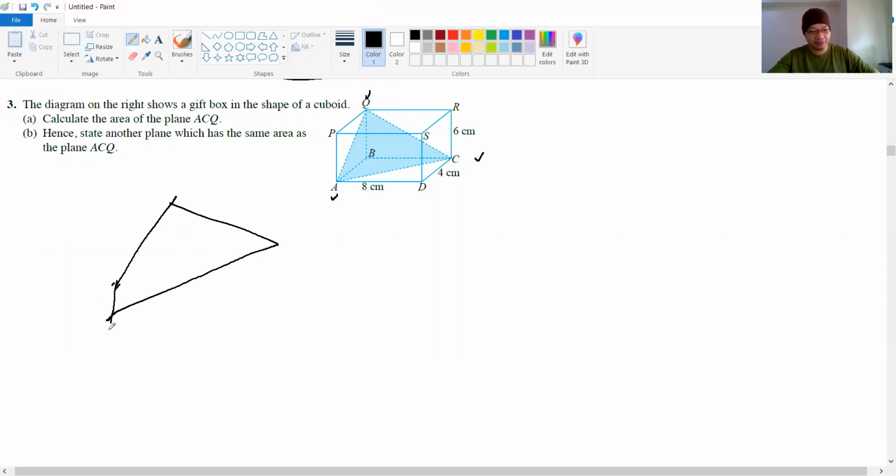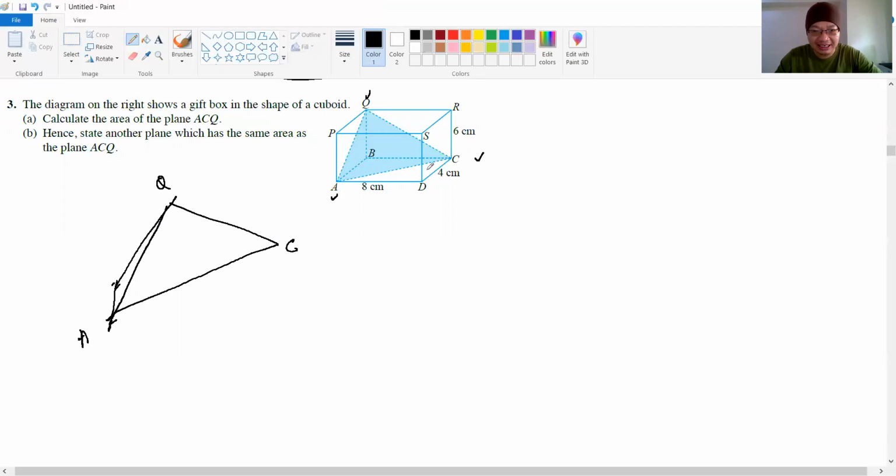Let me draw. This is the diagram. It's not pretty, but never mind. A, Q, C. A, C, Q. So guys, you want to find this area. You need to know at least 2 lengths and 1 angle, or all the lengths given. Since there is no length here and also no angle, let's look at the diagram.